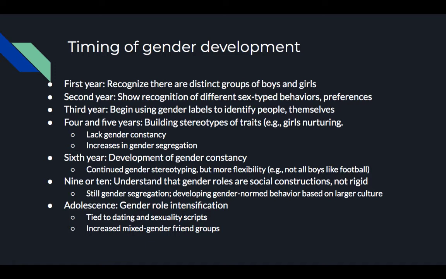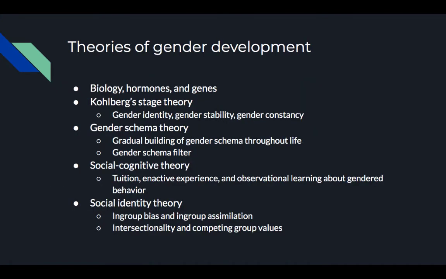And then in adolescence, there's what's known as gender role intensification. This is often tied to dating and sexuality scripts. This is where if you stray from your perceived gender role, you will start to get hassled for it. Girls who might have dressed sort of androgynously as children will start to feel the pressure to dress more sex-stereotypically, and will feel some of that pressure internally from themselves as well. And there's an increase in mixed-gender friendship groups in adolescence as well.